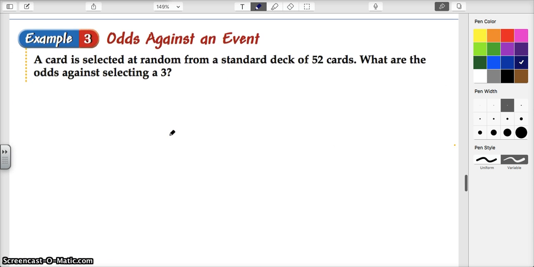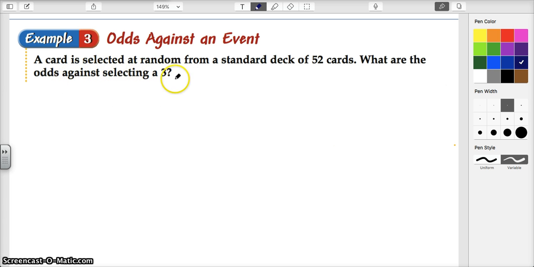Odds against an event. So here, a card is selected at random from a standard deck of 52 cards. What are the odds against selecting a 3? Well, if you know a deck of cards, you've got 52 cards, you're going to have 4 threes, like a 3 of hearts, 3 of diamonds, 3 of clubs, and 3 of spades. So what are the odds against it?